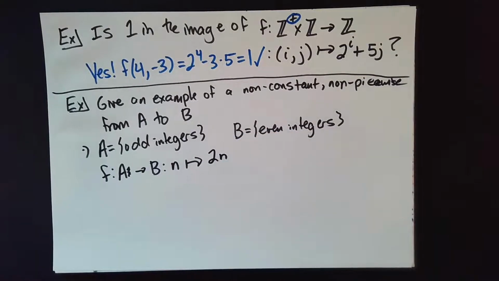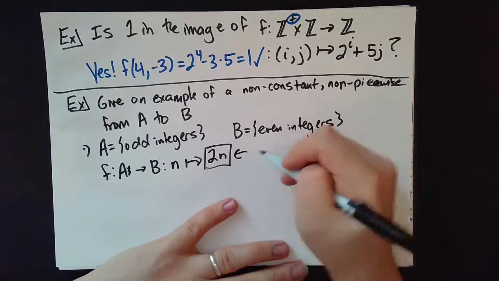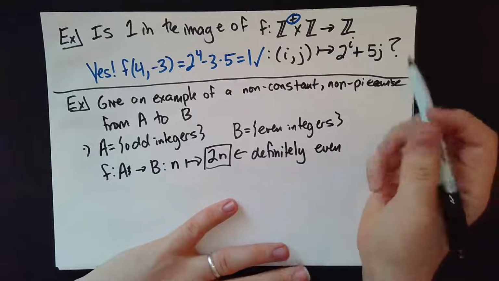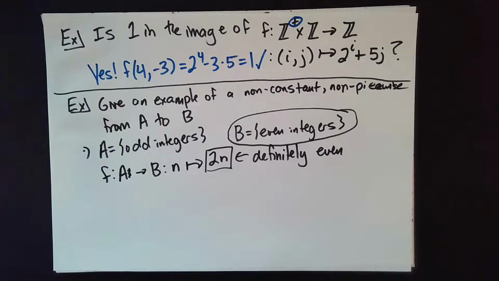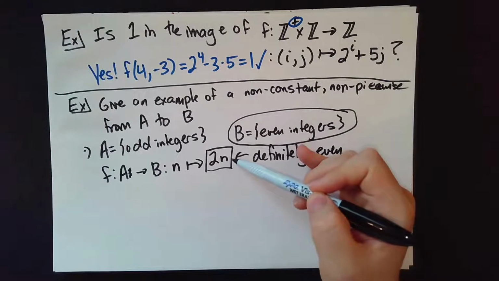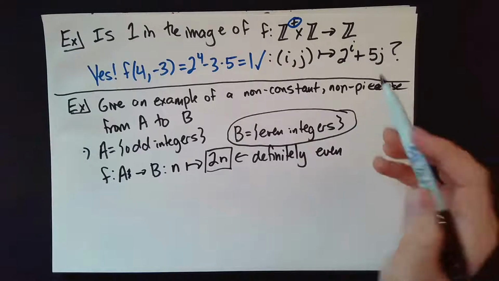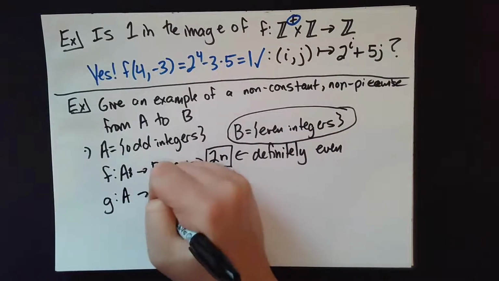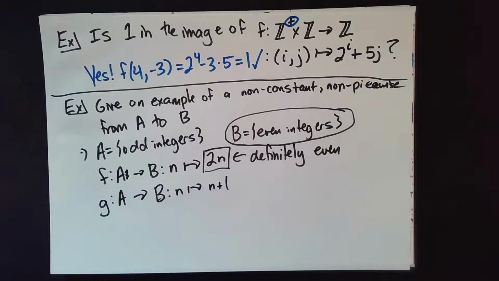And so what's the key thing here? The key thing about this 2n is that it is definitely even. Okay, again, because my codomain here is the set of even integers, I want to make positively sure that the thing I put as an output here is really in the even integers. Okay. Here's another example that would work also. And so this is an equally valid answer.